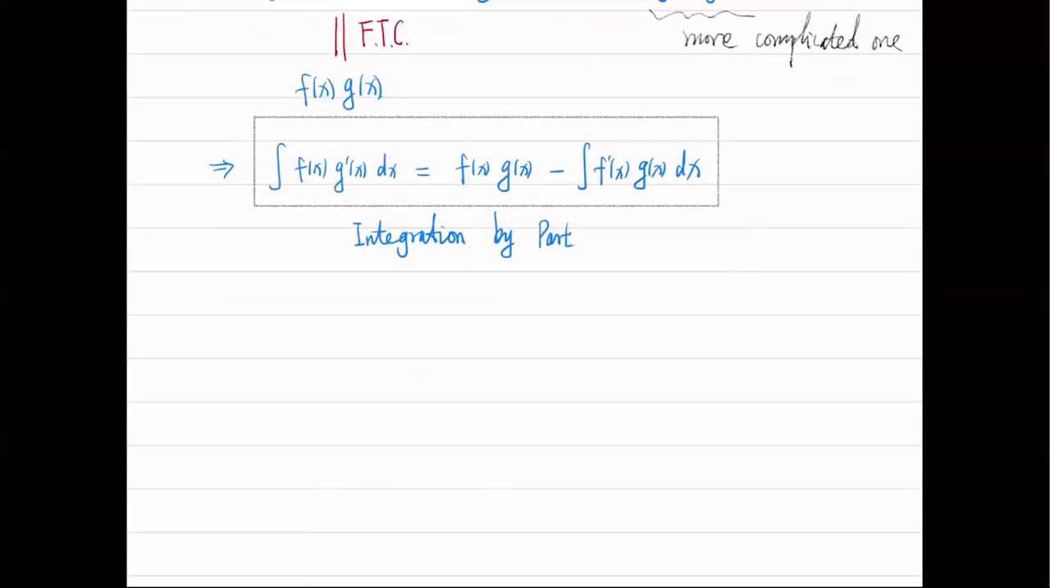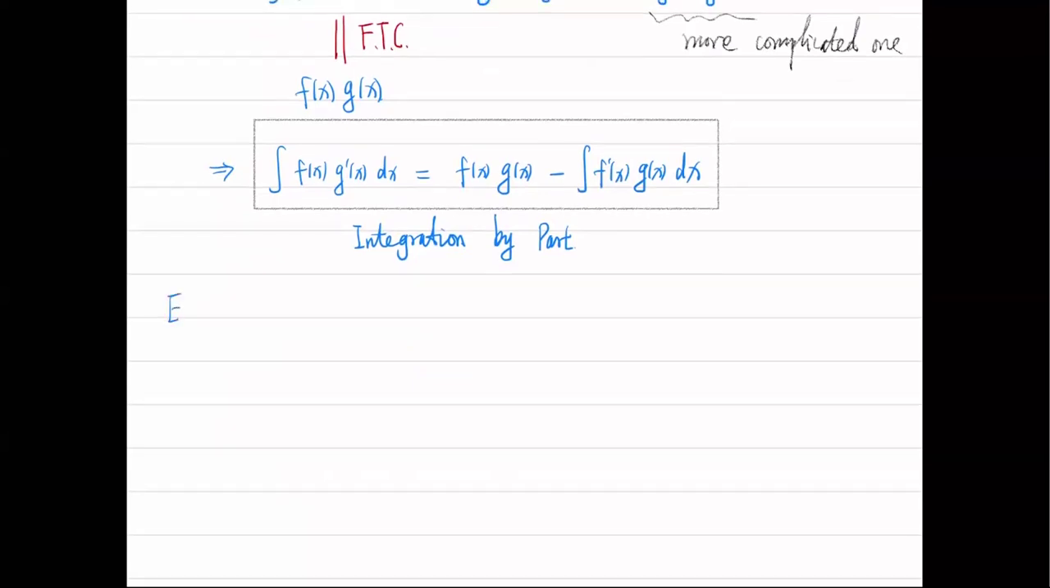Very useful. A simple practice. The integral of x e to the x dx. Okay, so we have done this last time. So Sophia knows. I want to check with Sakina. How do you integrate this one?